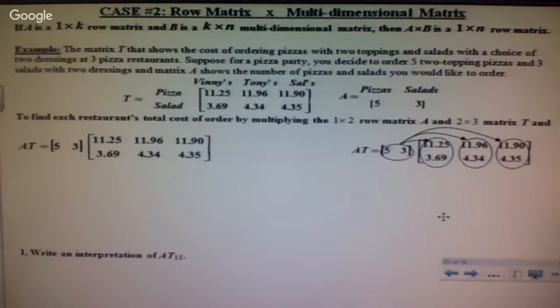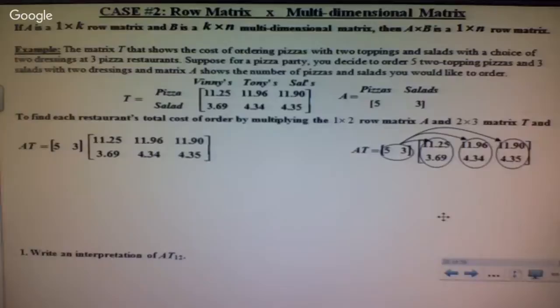All right, so let's talk about this before we actually do it. I'm actually going to show you how to plug this one into the calculator. So they want us to multiply. We're ordering 5 pizzas and 3 salads. And we can order from 3 different restaurants. We can order from Vinny's, Tony's, or Sal's.